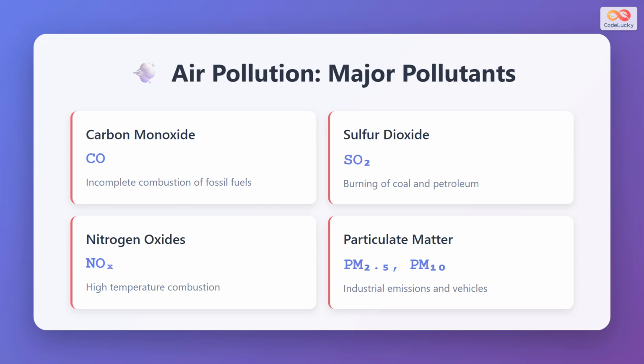Nitrogen oxides, collectively known as NOx, form during high-temperature combustion processes in vehicle engines and industrial facilities. Particulate matter, classified as PM2.5 and PM10 based on particle size, comes from industrial emissions and vehicle exhaust. These tiny particles can penetrate deep into our lungs. Each of these pollutants poses serious risks to human health and contributes to environmental degradation.